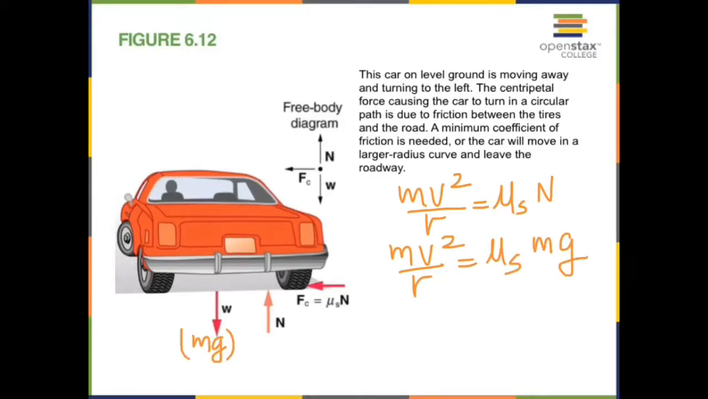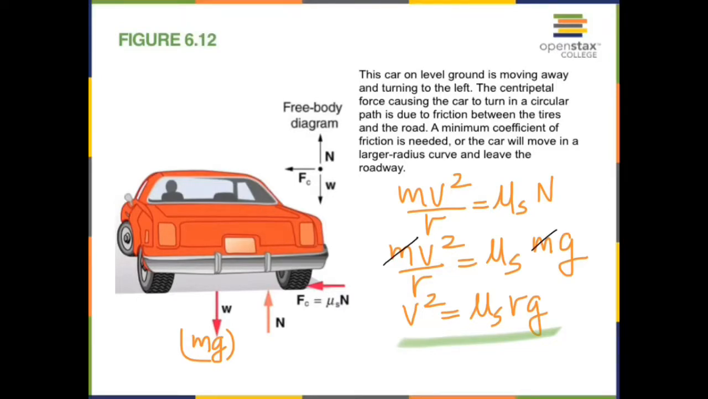Remember, n is mass times acceleration due to gravity, because the weight mg is equal to n. See, weight n is equal to mg. So that's what I've done. I've substituted in place of n, I've substituted mg. And that means you can cancel the masses out, and you get the formula for velocity square.